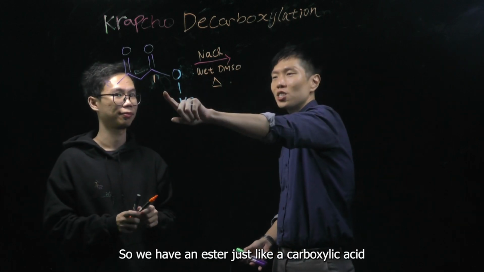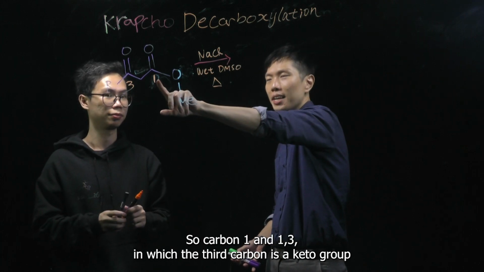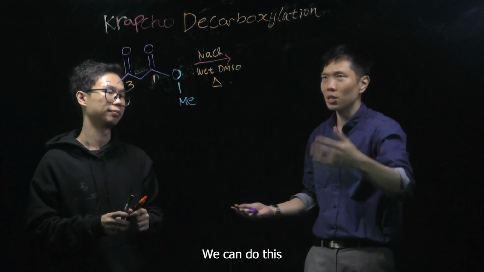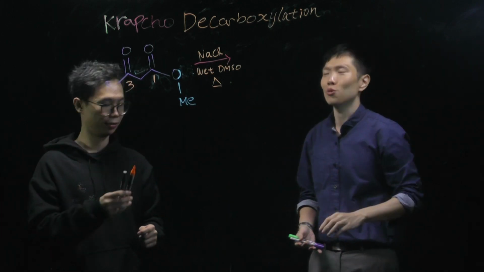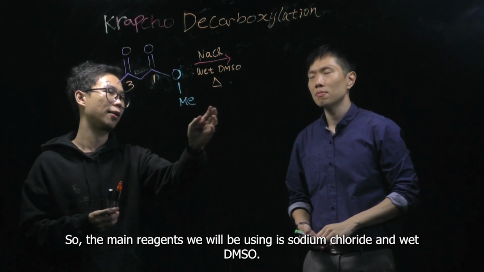So we know that an ester, just like a carboxylic acid, must be the terminal group, right? Yes. So carbon 1, and we have 1,3, in which the third carbon is a ketone group, we can do this decarboxylation. It's also known as Krapcho decarboxylation. Okay, so the main reagents we'll be using are sodium chloride and wet DMSO.